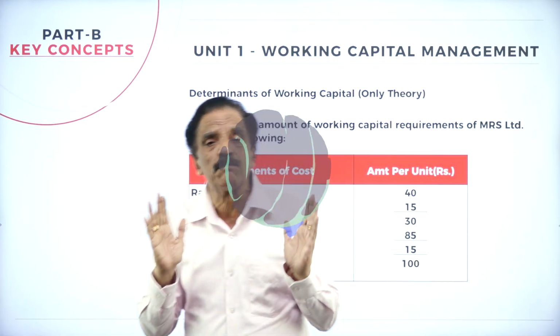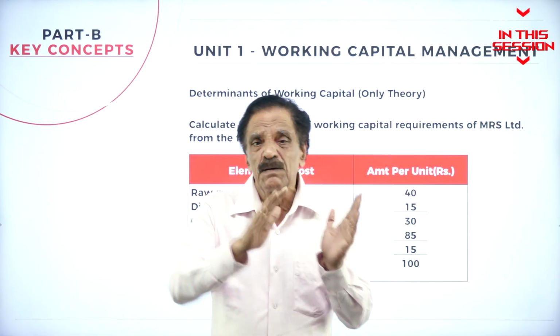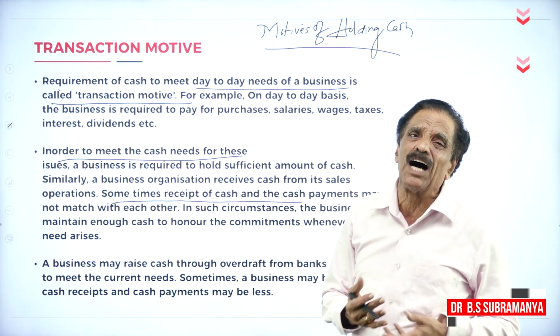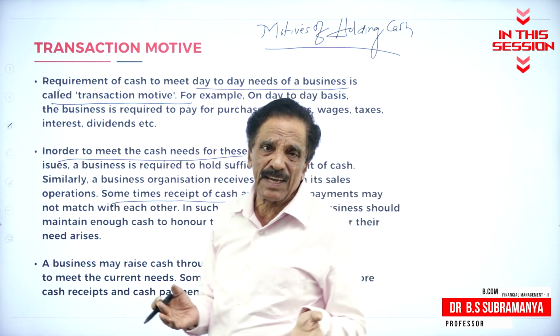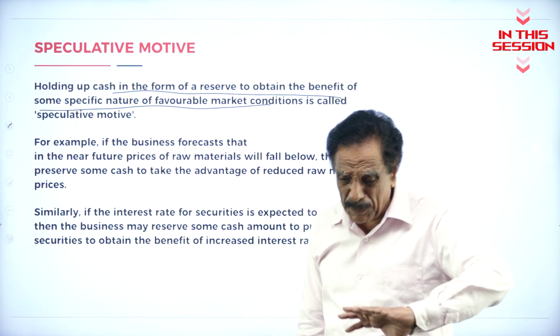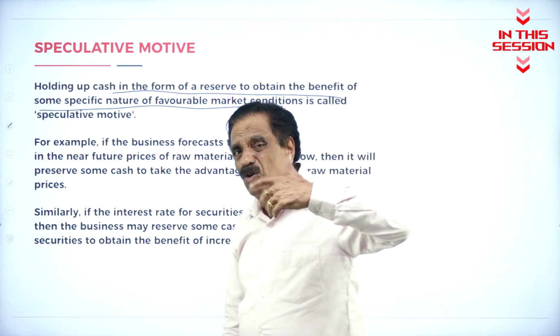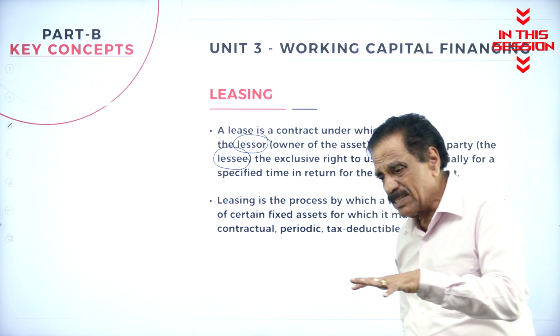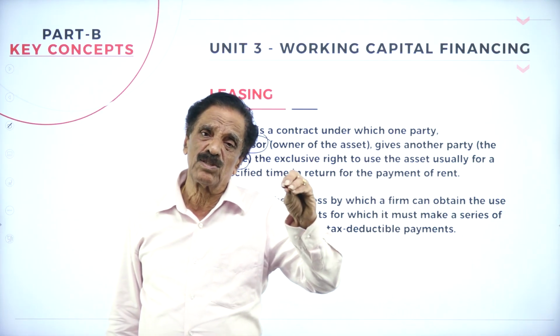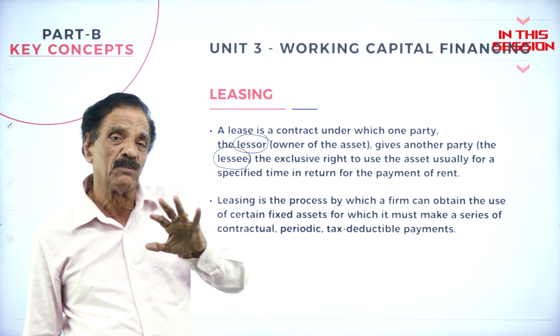What is working capital? Current assets minus current liability is called working capital. For day-to-day operation, we require the cash. So cash plays a very important role in the business. Speculative motive: there is some speculation, share values go up or down. Lessor is the owner, lessee is the utilizer of the trade. You can utilize for 2 years, 3 years, whatever it may be, you have to pay the rent for that.